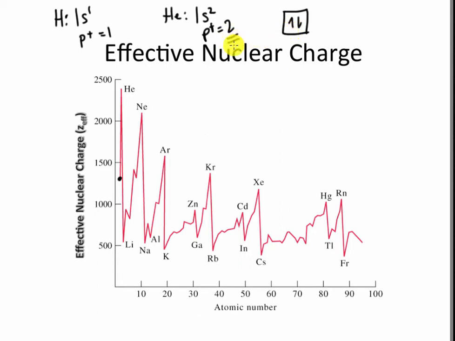Protons go up. Therefore, I have a higher effective nuclear charge. So from hydrogen to helium, effective nuclear charge dramatically goes up. And this is the game we're going to play. What's the consequence of that? Well, the atom gets smaller because the effective nuclear charge is larger, so it pulls the electrons more. And as a result, the electronegativity goes up.